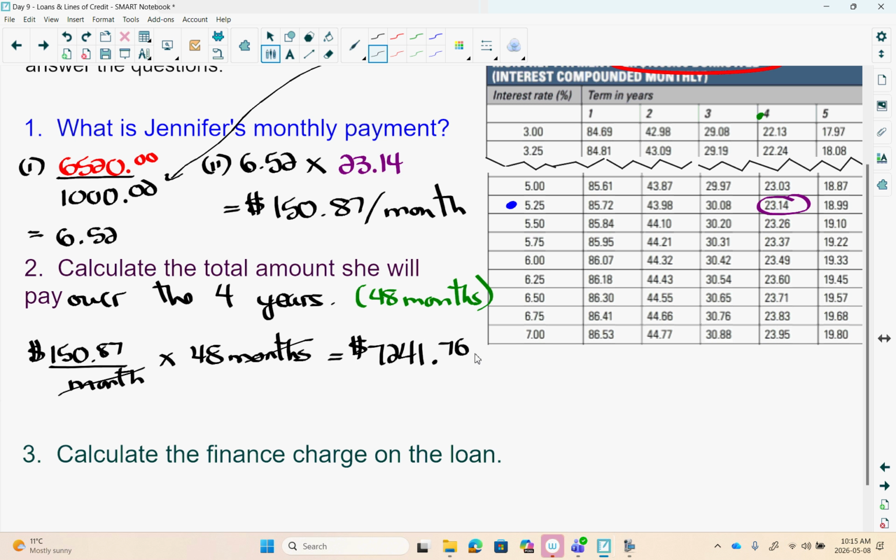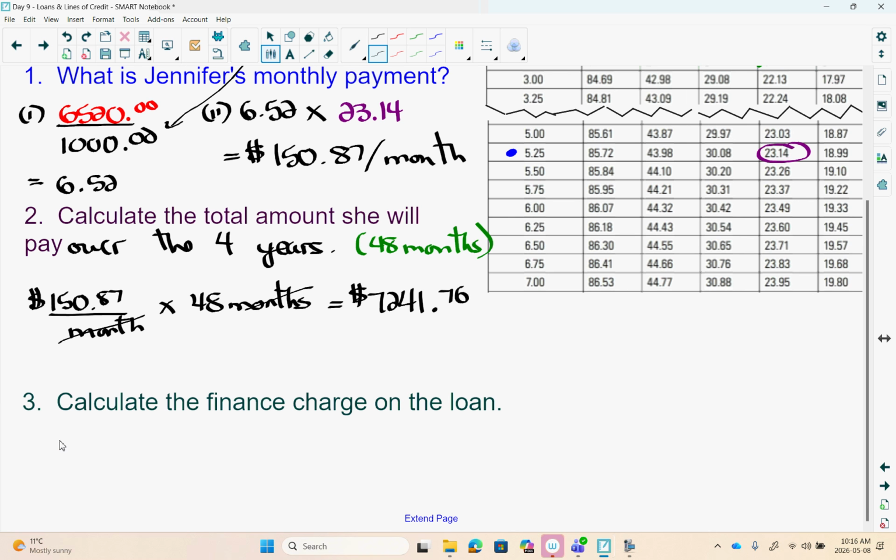So how much did she borrow? Hey, how much did she borrow? It says it right in the first line. 6,000 what? 520. Thank you. How much does she pay back? $7,241.76. How do I figure out the finance charge? I subtract them. I take what she pays back, $7,241.76, and I subtract what she borrows. Was it 6,520. And the finance charge is equal to $721.76.